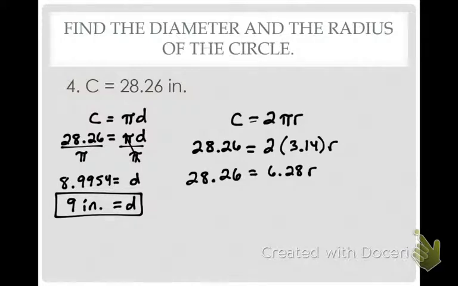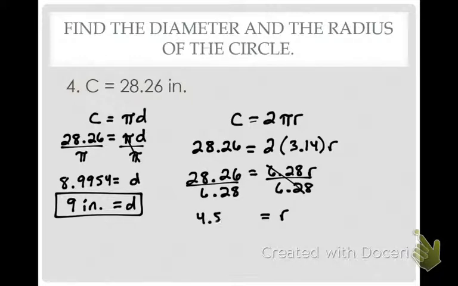Remember, our goal is to get r by itself, so how do I do that? Divide. By? 6.28. Good job. Divide both sides by 6.28 to help us figure out what the radius is. Who can tell me what the radius is? All right, what'd you get?